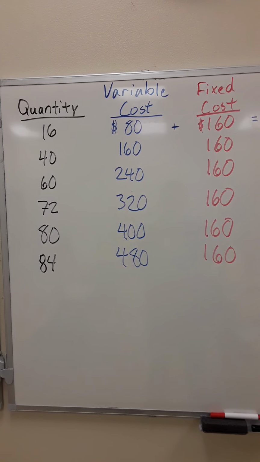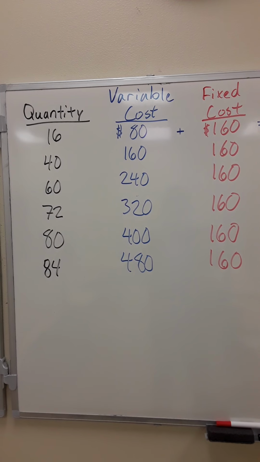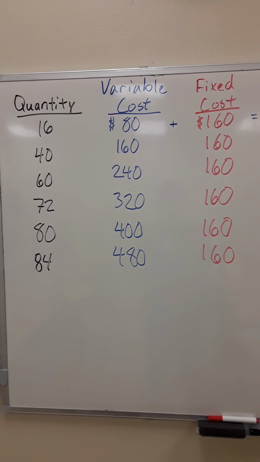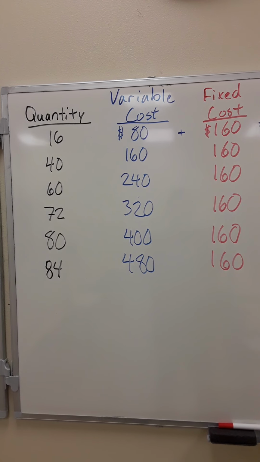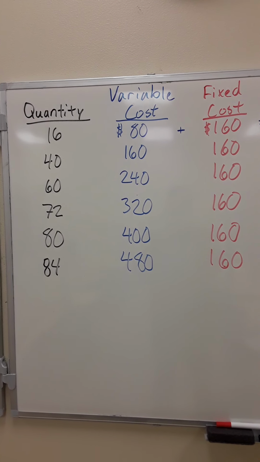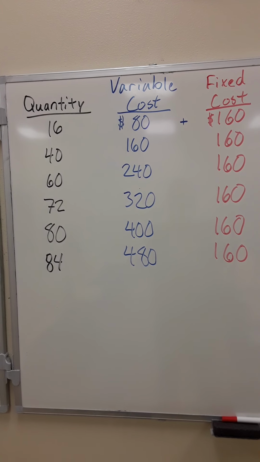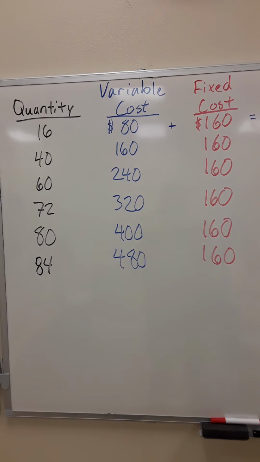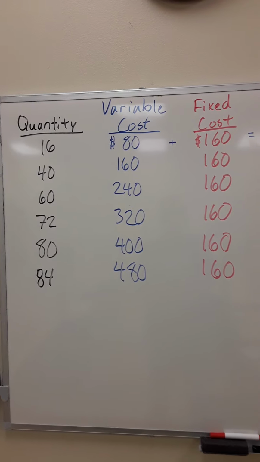Good afternoon. I am going to be doing a small section on the different types of costs. As you can see, I am focusing on the given information. We have the quantity of output units, 16, 40, 60, 72, 80, and 84. The variable costs, 80, 160, all the way down to 480, and the fixed costs at 160.